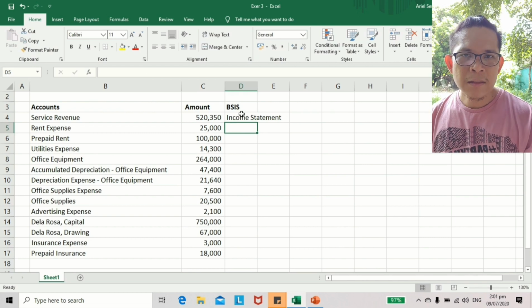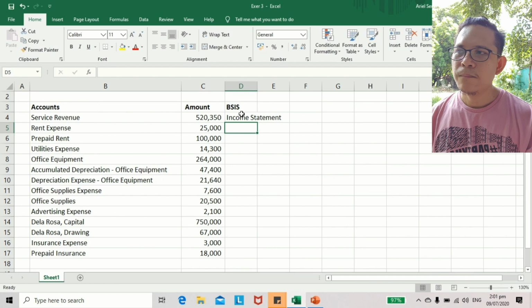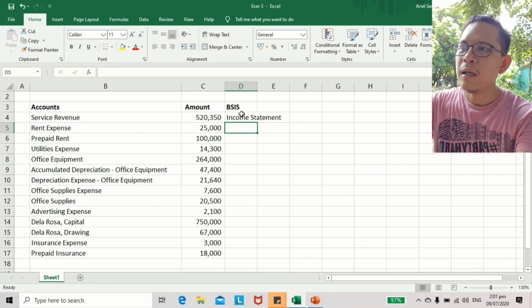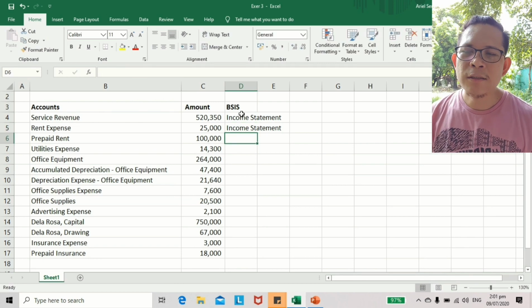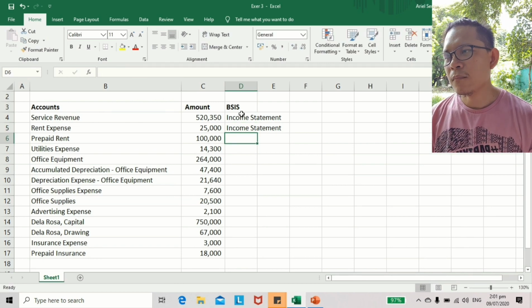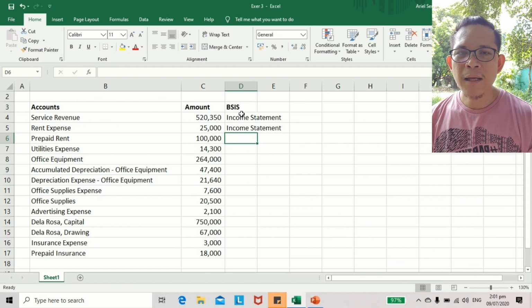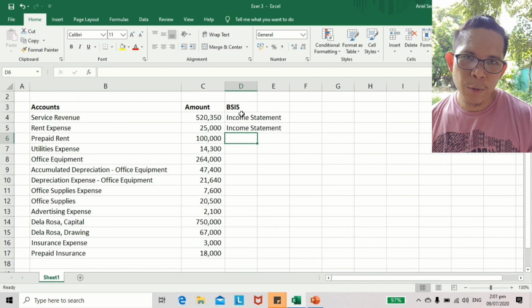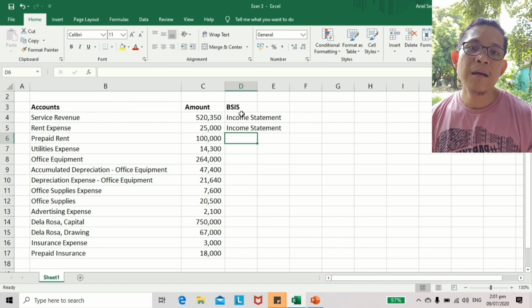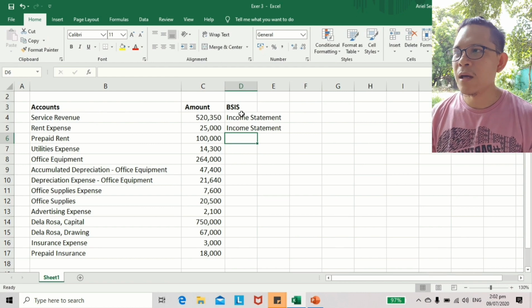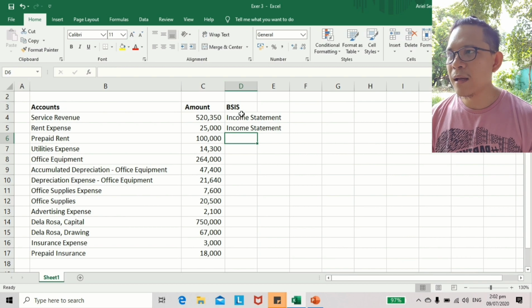Ang rent expense, ano naman ito? The rent expense will also fall under your income statement or profit or loss accounts. Ang rent expense, ito na yung used up portion. Remember, meron kasi tayo nung tinatawag na mga prepayments. Okay. O, how about the prepaid rent?